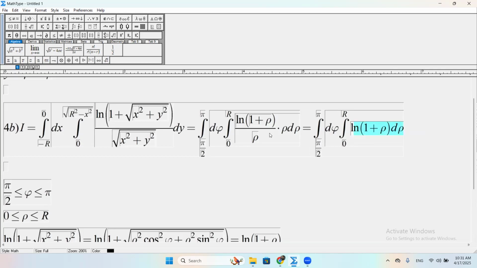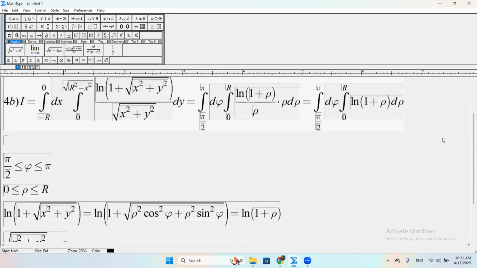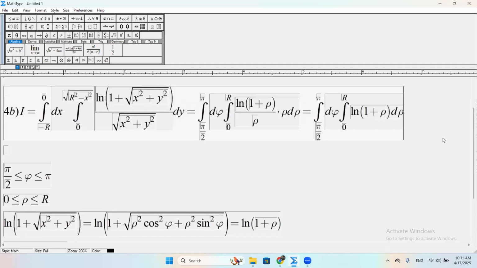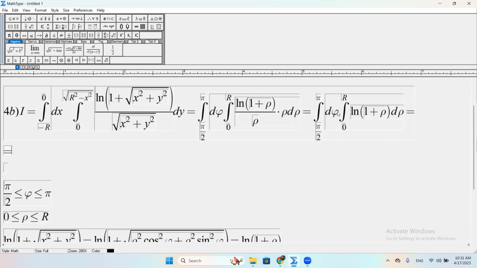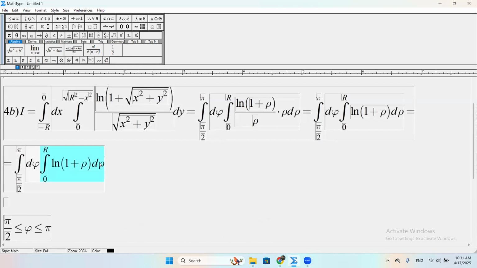Just compare this and this. We integrate just a logarithm instead of many square roots. And we also see that we can write it as the product of independent integrals. And actually this integral will be equal to pi over 2.